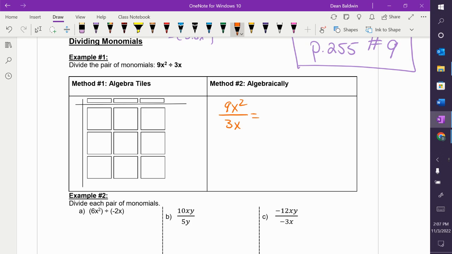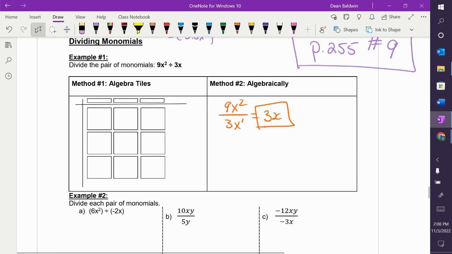Nice catch. All right. What's 9 divided by 3? 3. What do you do with the exponents when you're dividing? Minus them. Subtract them, right? So x2 over x1 becomes x to the power of 1. So this is 3x.